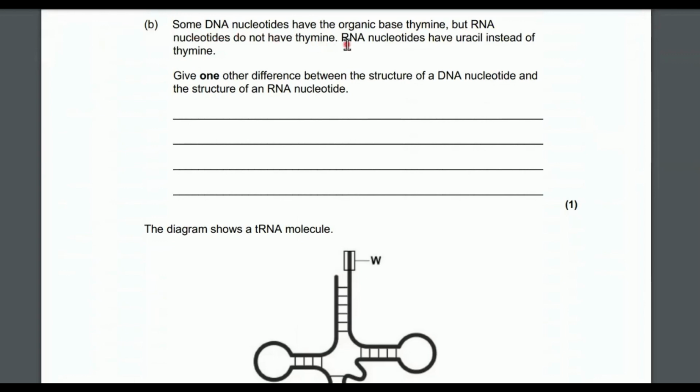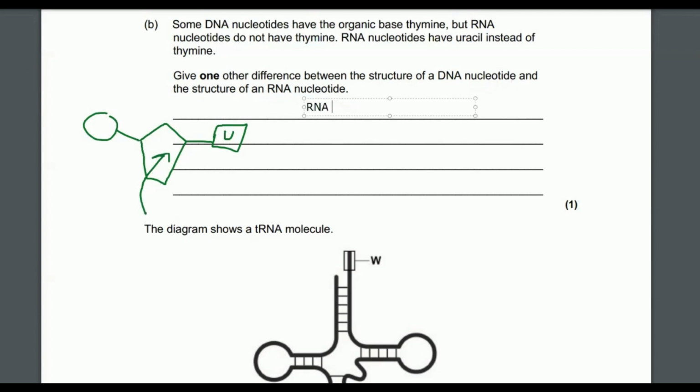B, some DNA nucleotides have the organic base thymine, but RNA nucleotides do not have thymine. RNA nucleotides have uracil instead of thymine. Give one other difference between the structure of a DNA nucleotide and the structure of an RNA nucleotide. So what's the other difference? Think about your nucleotide. Both contain a phosphate, both have a pentose sugar, both contain bases. However, we've just been informed the RNA base has U instead of T. What's another difference? Well, it's not in the phosphate, it's with this pentose sugar. What's the name of the pentose sugar in RNA?